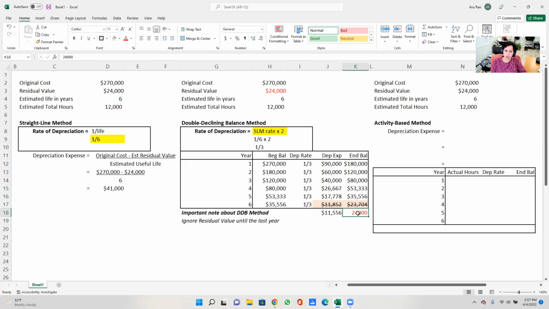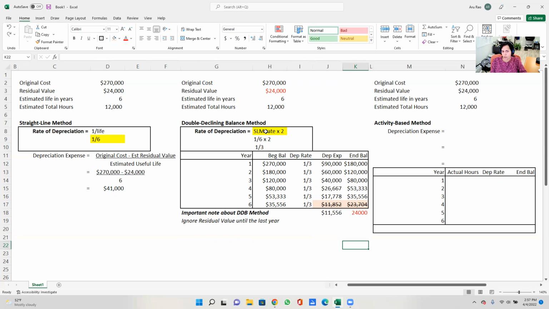So I'll change this number to 20,000 and show you what happens over here. I change the number to 20,000 and you will see my depreciation expense is more. It's 15,556, saying I need to depreciate it more. But for now, they didn't give us that information, so let's leave it at 24,000. So for the last year, the depreciation expense has to be adjusted.